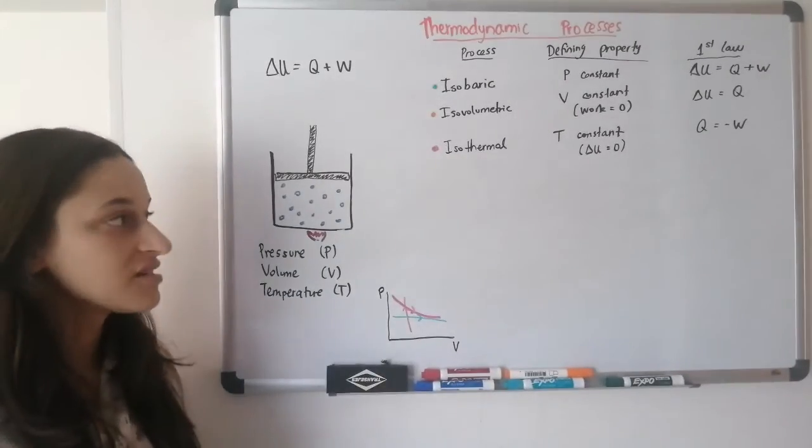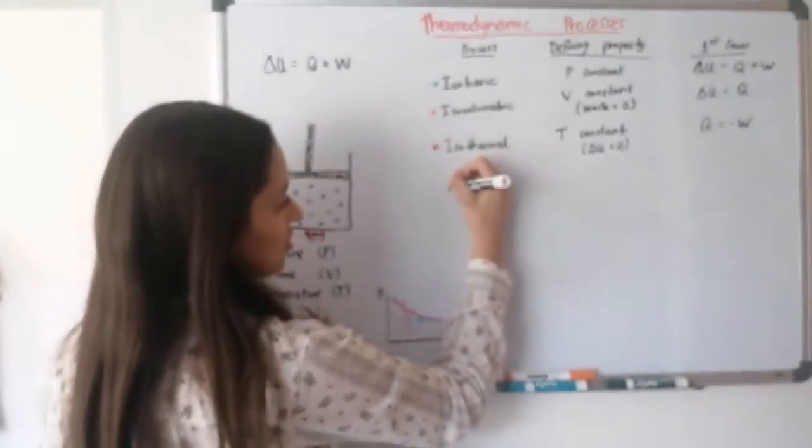And the fourth and last process is not called iso anything, it's actually called adiabatic.